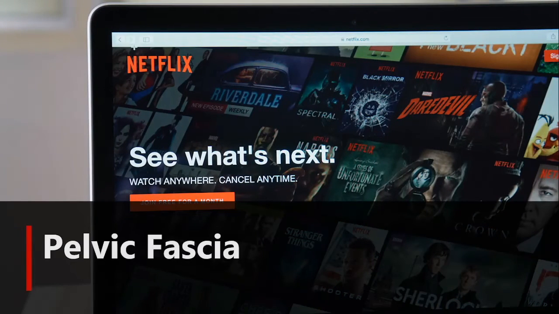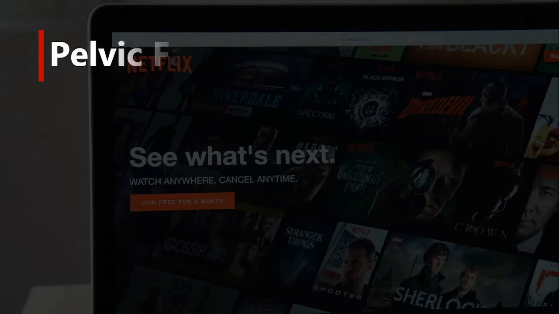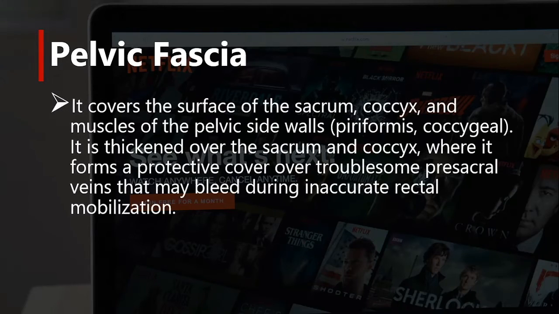Let's go to our next topic, which is the pelvic fascia. Pelvic fascia covers the surface of the sacrum, coccyx, and muscles of the pelvic side walls, which are the piriformis and coccygeal. It is thickened over the sacrum and coccyx, where it forms a protective cover over troublesome presacral veins that may bleed during inaccurate rectal mobilization.